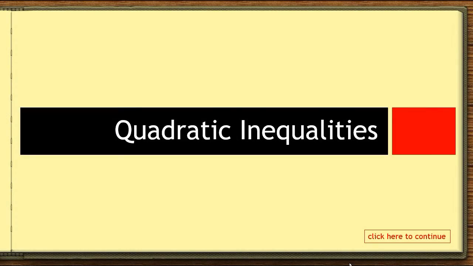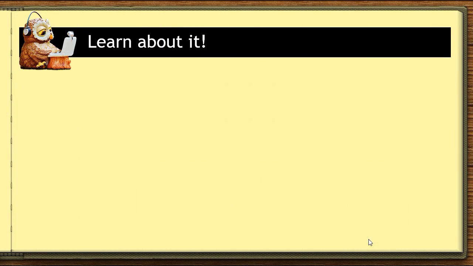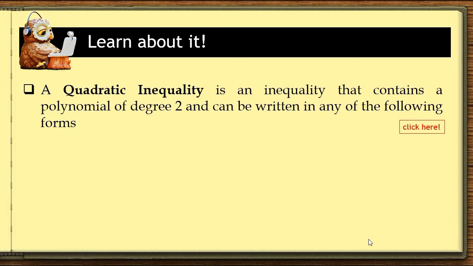In this video, we will talk about quadratic inequalities. A quadratic inequality is an inequality that contains a polynomial of degree 2 and can be written in any of the following forms.